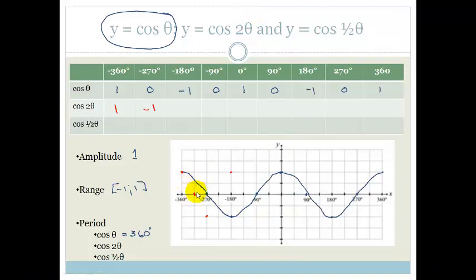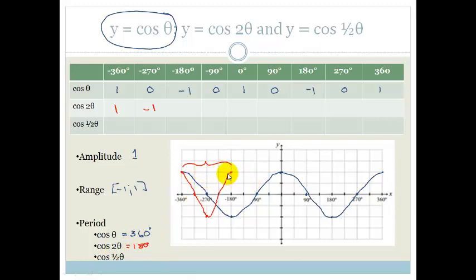So what is happening is that this graph is going through to negative 1 within 90 degrees instead of 180, and then it's going back up to positive 1 by minus 180. So do you see that its period is now what? Its period is now 180 degrees. By doubling this theta, we're halving the period, or you could think of it as doubling the number of complete cycles we are seeing in the same amount of degrees.